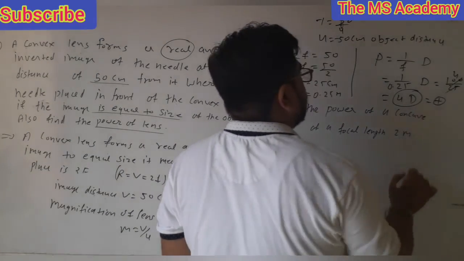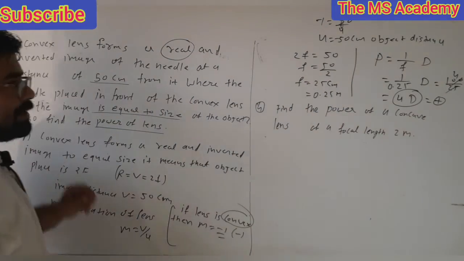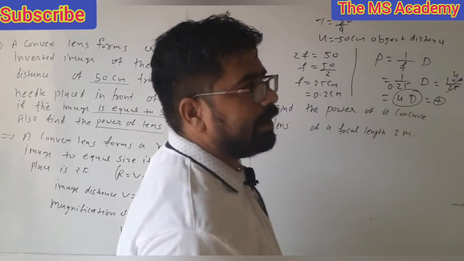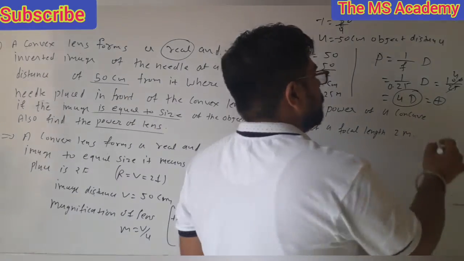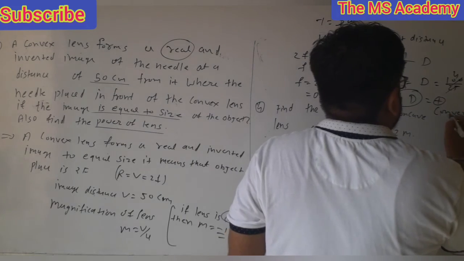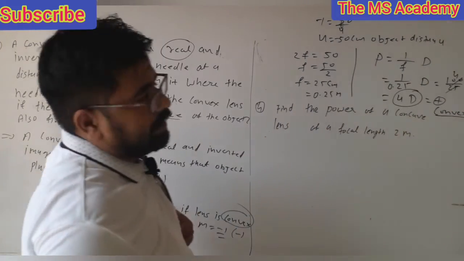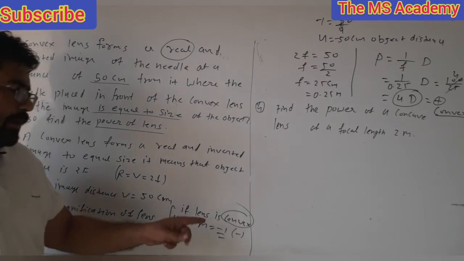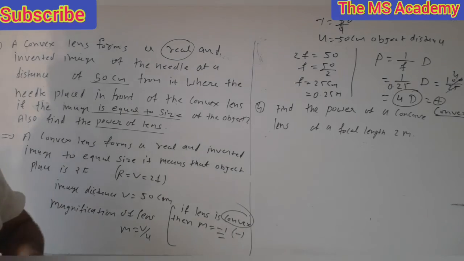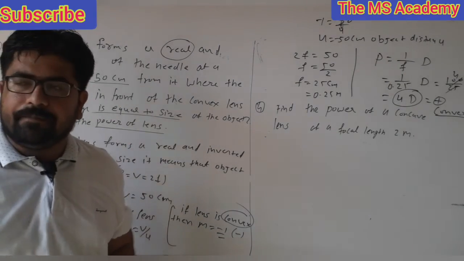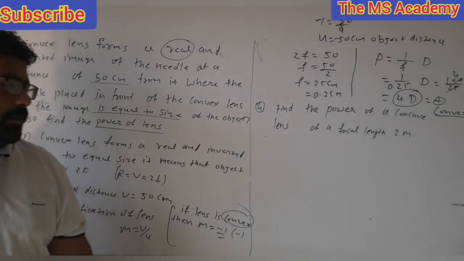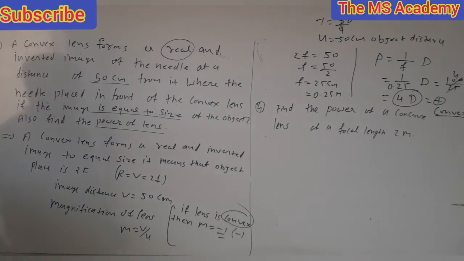Here the value of power is positive. So it is a convex lens, because a convex lens always has positive power, and a concave lens always has negative power. If the magnification of the lens is negative, then the image is real. If the magnification of the lens is positive, then the image is erect.